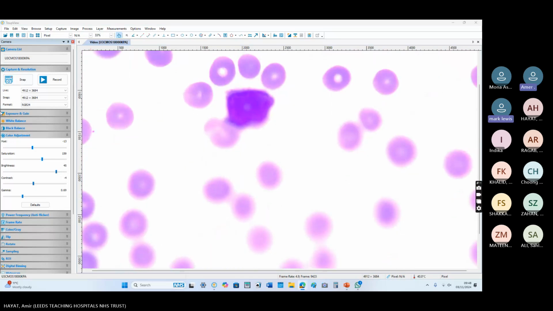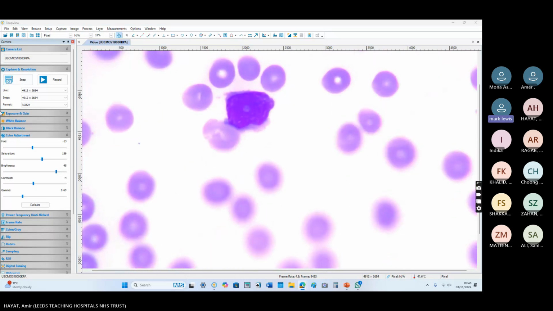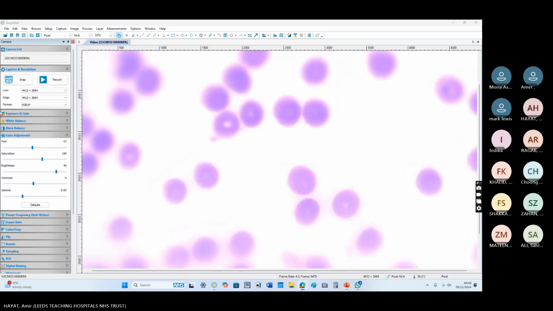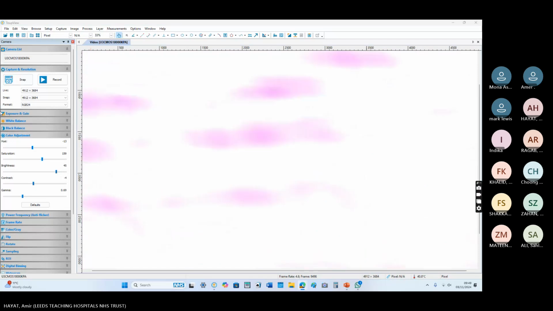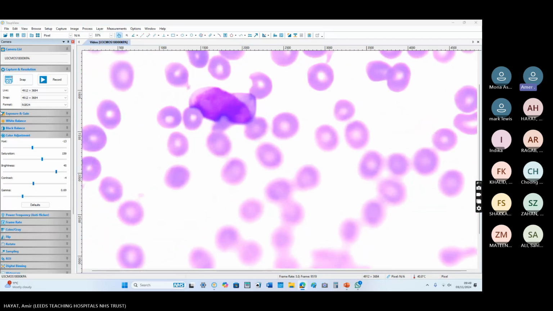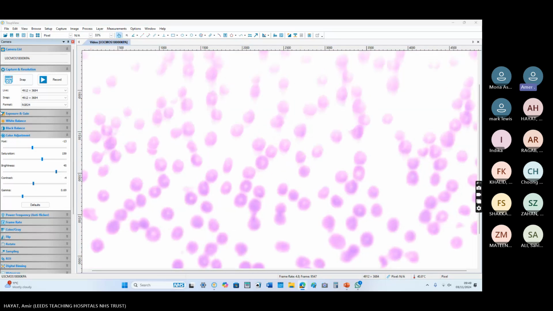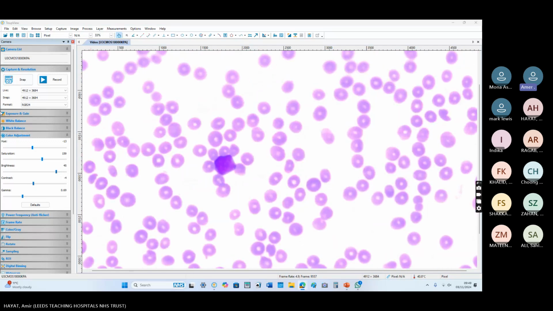So, what do you think? What was the total count? It was 13. Okay. This is another blast with prominent nucleoli, and this will go to power 50 again. Right. So I have told you the flow cytometry. What is the likely diagnosis?